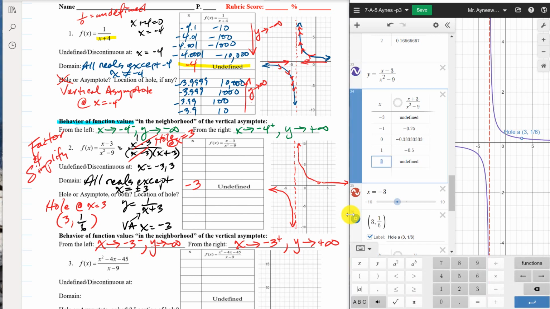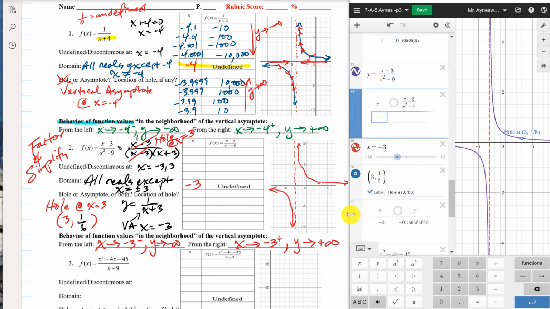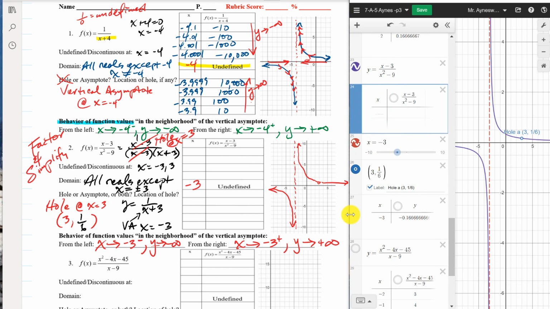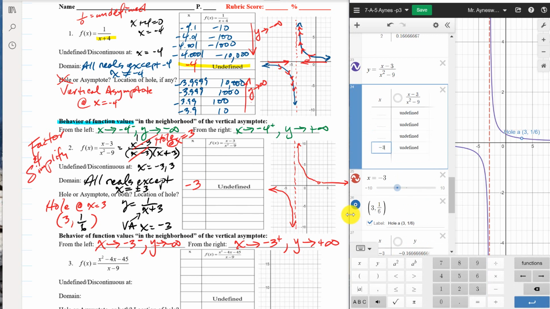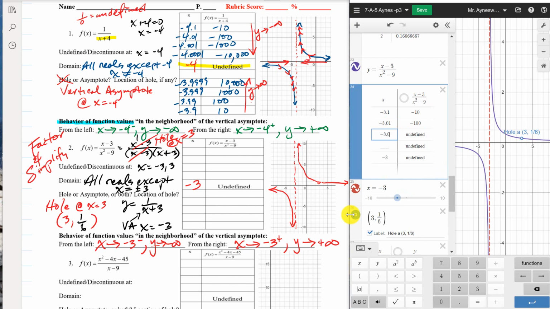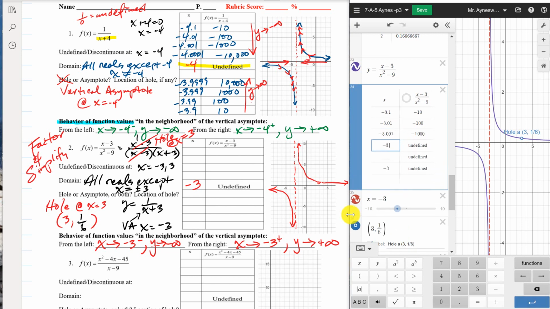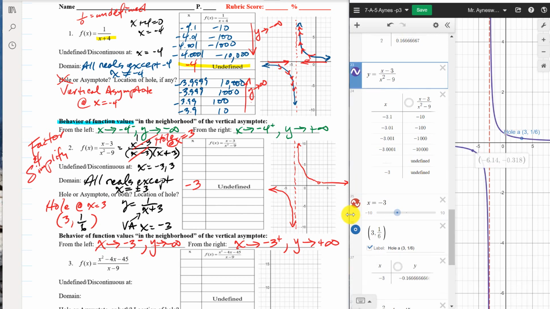All right, now in the table, let's put the right values in the table. So I'm going to cancel all these out and put the right function in here too. Okay, so there we go. So let's go back to our table here. And let's type in negative 3 as a reference point. It's undefined there. And let's go to the left of negative 3, like negative 3.1, for example. Okay, how about negative 3.01? How about negative 3.001? How about negative 3.0001?